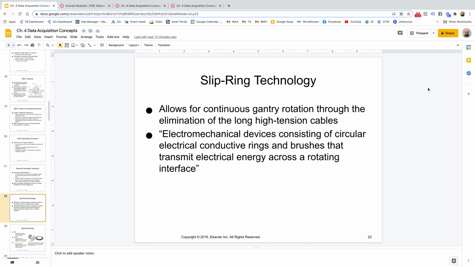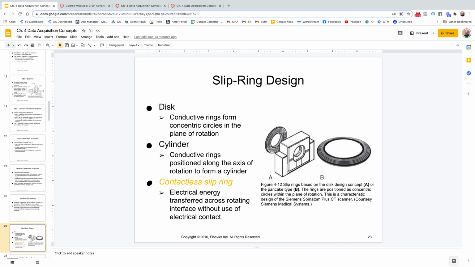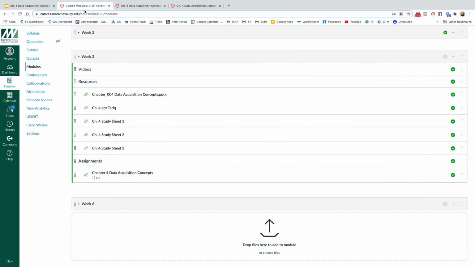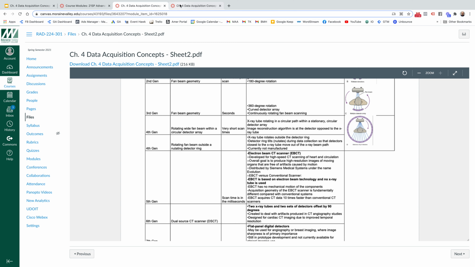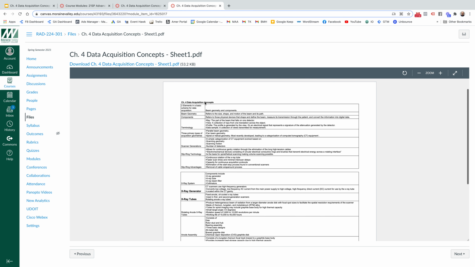All right, so slip ring technology is what allows for continuous gantry rotation through the elimination of long high tension cables. So this is what slip ring technology looks like. There's a design here. I don't want to worry too much about it. Just know that it's a contactless slip ring. And sorry, let's see where we stop here.